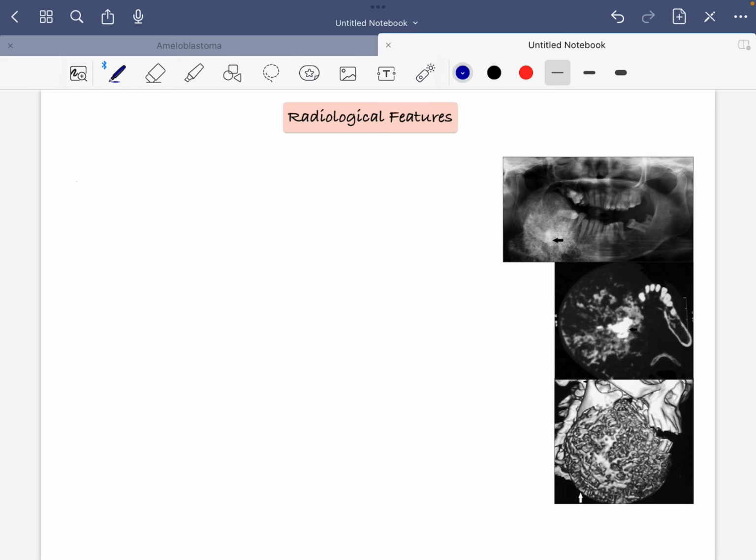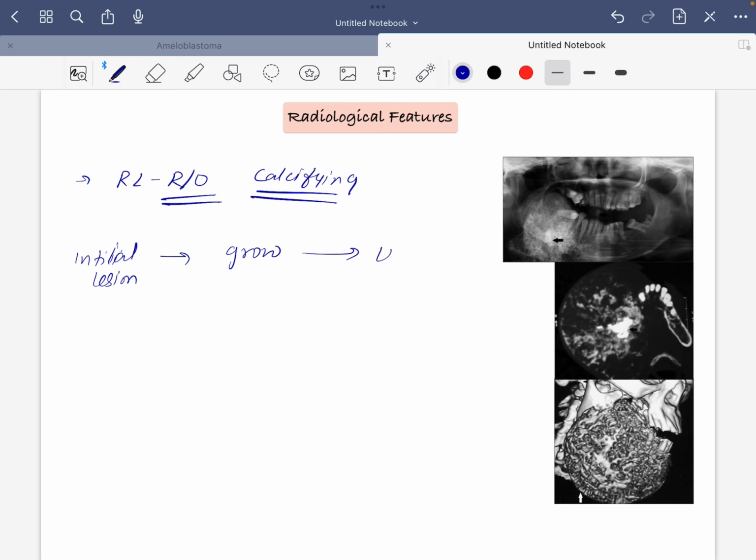Radiographically, these lesions appear as radiolucent to radio opaque. It has a very distinct radio opacity feature. That's why it is known as calcifying, because there is a central tendency of radio opacity. There are three phases: initial lesion, as it grows, and a large lesion. In the starting phase, it's mostly radiolucent. Later, it becomes a mix of radio opaque and radiolucent, and in later stages becomes purely radio opaque.